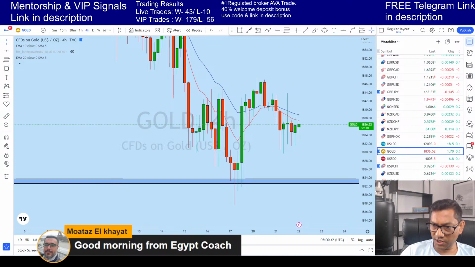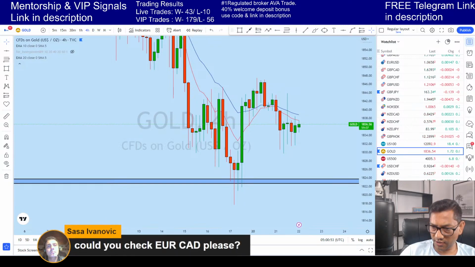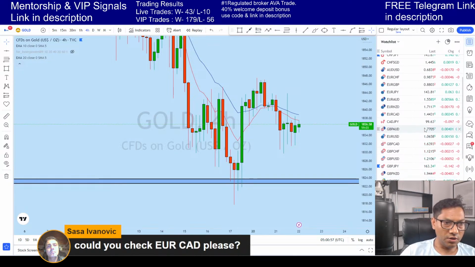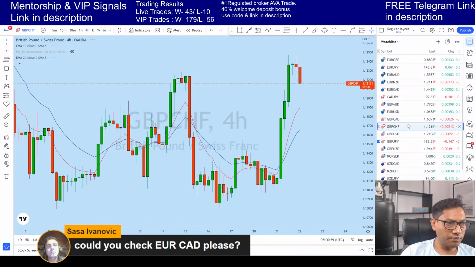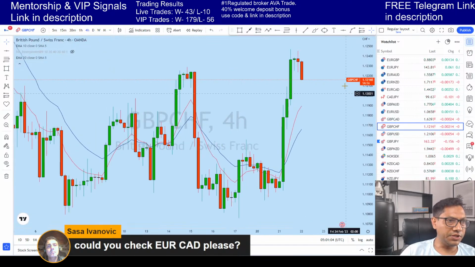So the next pairs that I'm looking at are GBP CHF, and then I'll talk about liquidity as well. GBP CHF, EuroCAD, and Euro AUD. Okay, first GBP CHF.